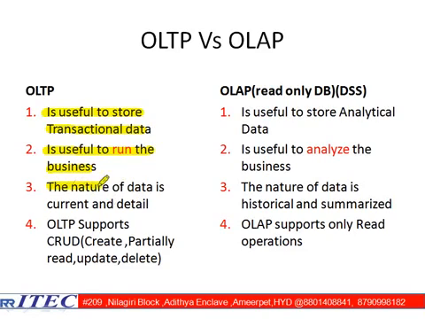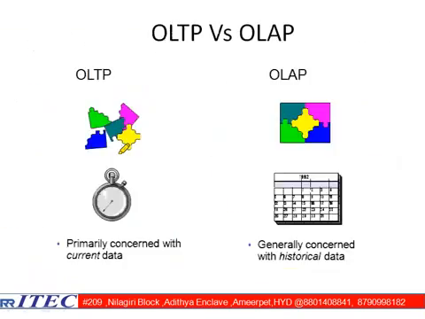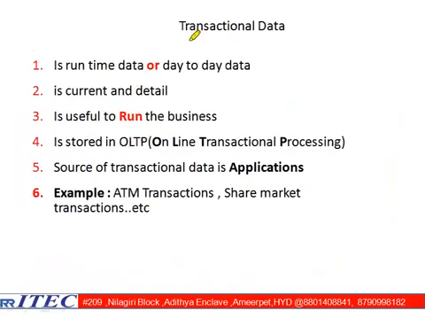Third, the nature of data is current and detailed. I hope these 3 points I already covered yesterday, when I was discussing transactional data and the current and detailed data. It is useful to run our business, and transactional data we store in one database that is known as the OLTP database.